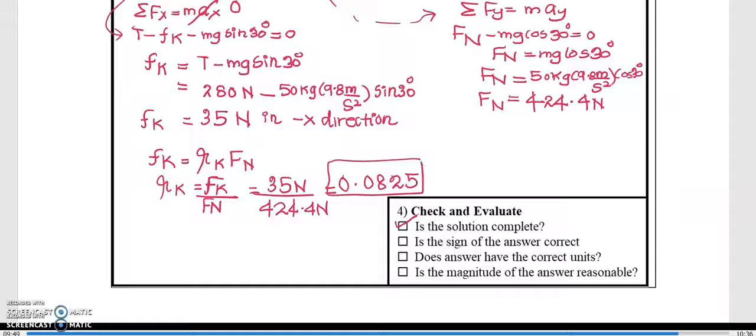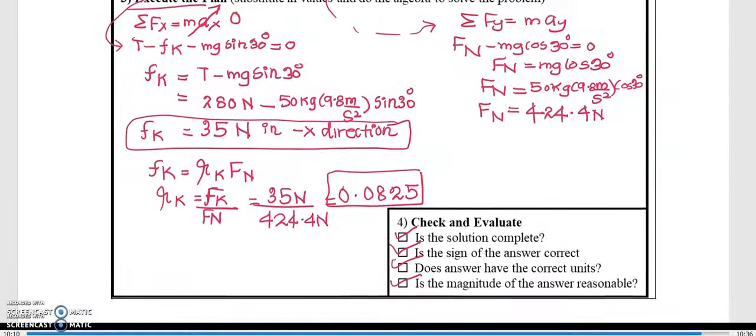Yes. And is the sign of the answer correct? Yes. We got the expected signs for the coefficient of kinetic friction and then kinetic friction. And then, does the answer have correct units? Yes. We got newtons for the kinetic friction, and then there's no unit for mu k. And the magnitude of the answer is reasonable.